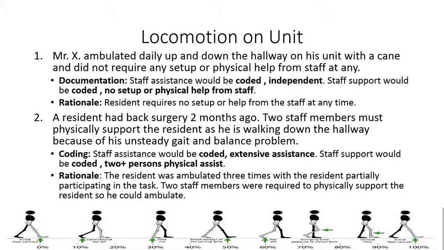Another example was a resident had back surgery 2 months ago. 2 staff members must physically support the resident as he is walking down the hallway because of his unsteady gait and balance problem. How would we document this? He would be an extensive assistance with 2-person physically assisting them. The resident was ambulated 3 times with resident partially participating in the task. The 2 staff members were required to physically support the resident so he could ambulate. Therefore, he was in extensive assistance and needed 2 people to assist him.